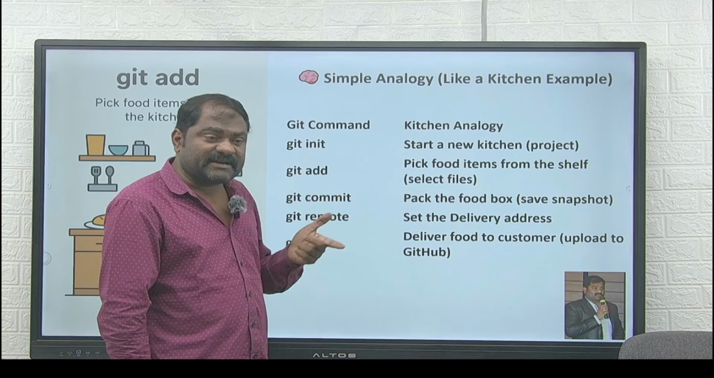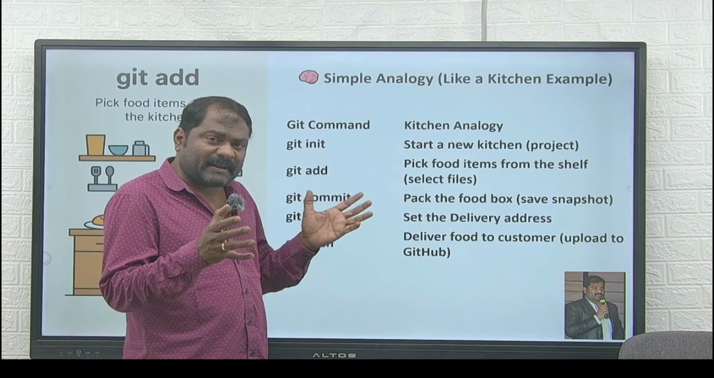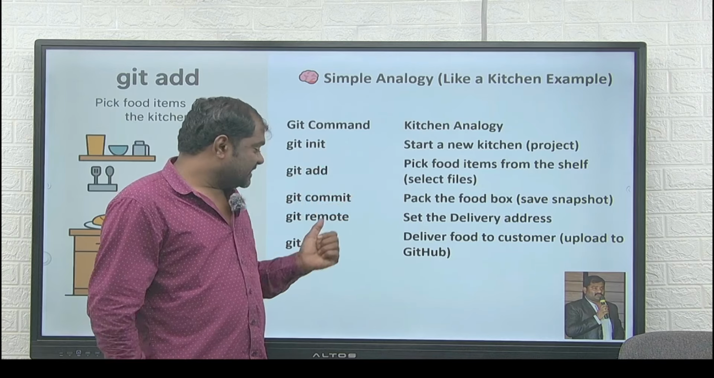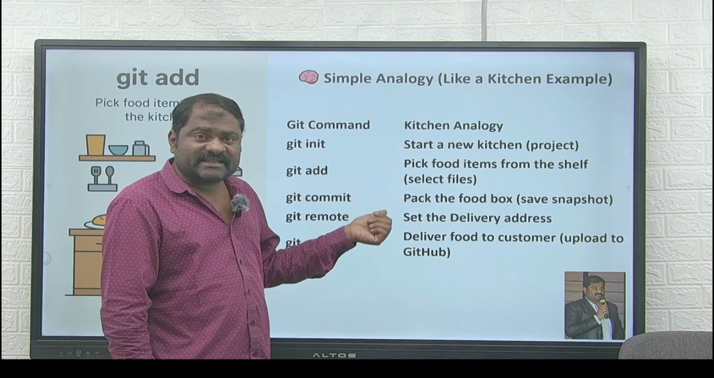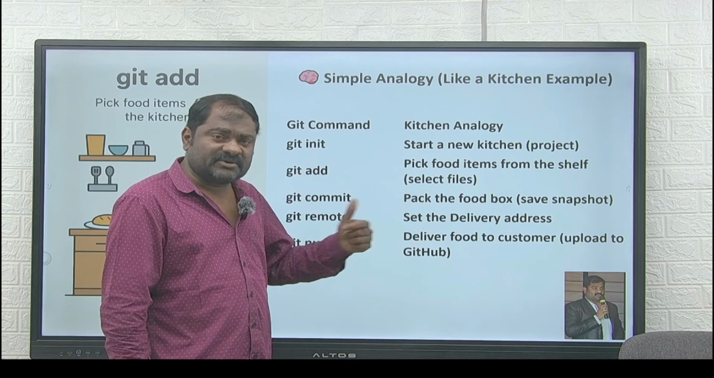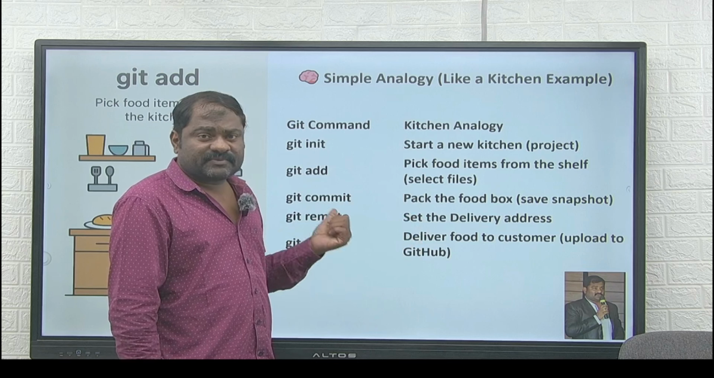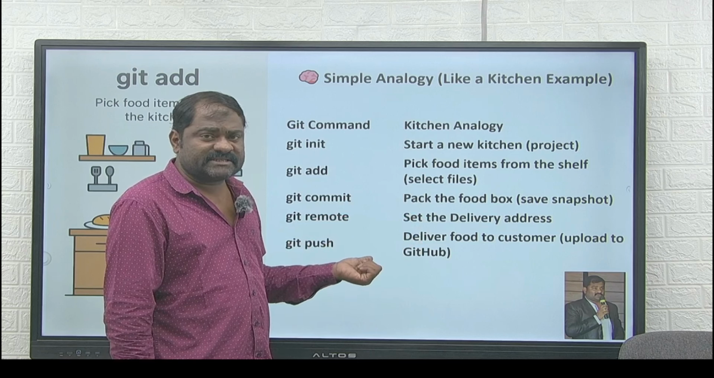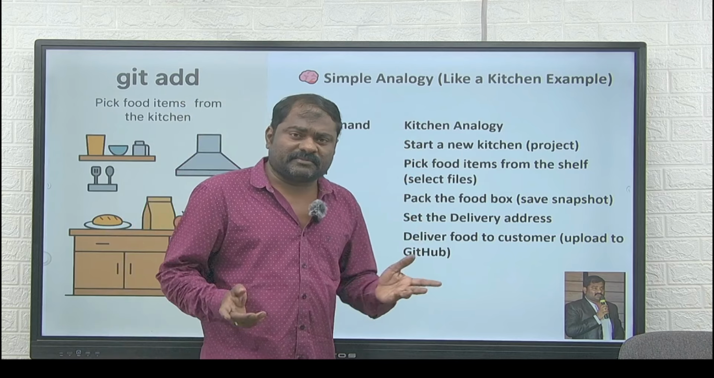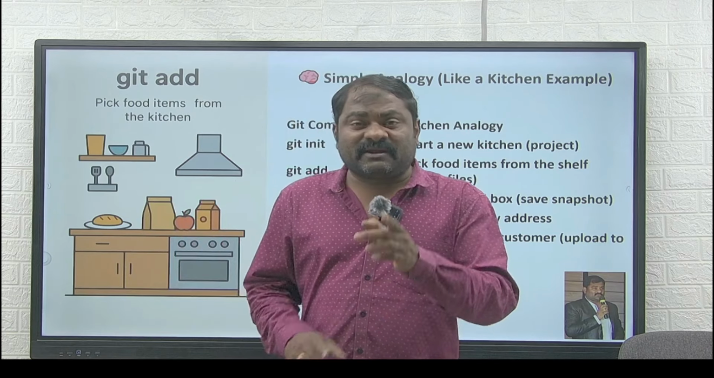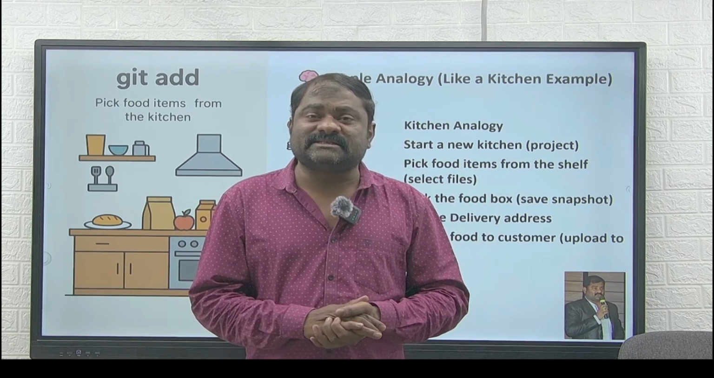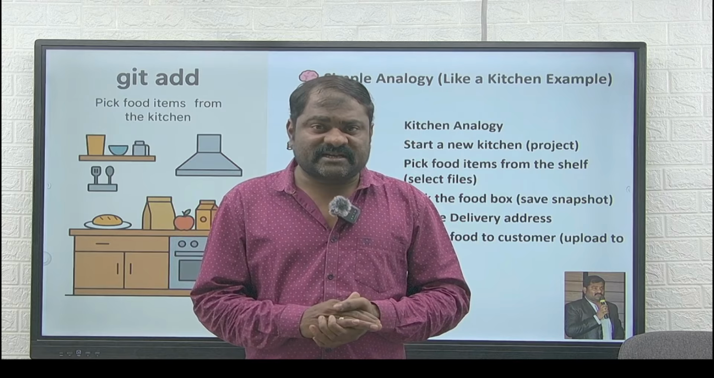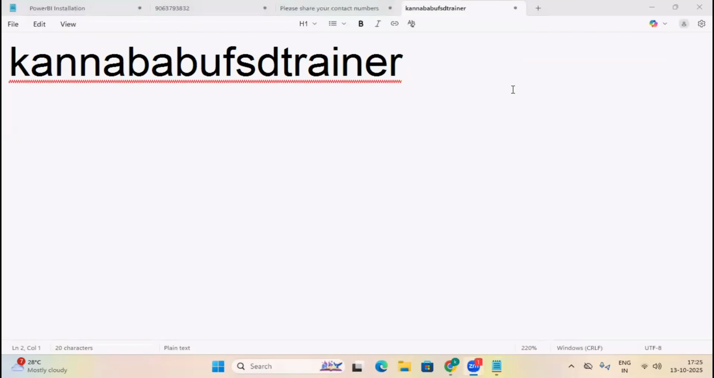Next, git commit. Git commit means packing all the files into the staging area. Git remote means setting the GitHub destination URL. Git push means whatever changes you make to the code will be pushed to the GitHub repo. So now I'll try to explain practically how to work with all these commands. Is it clear? Yes. And how to push the folders to the Git repo.